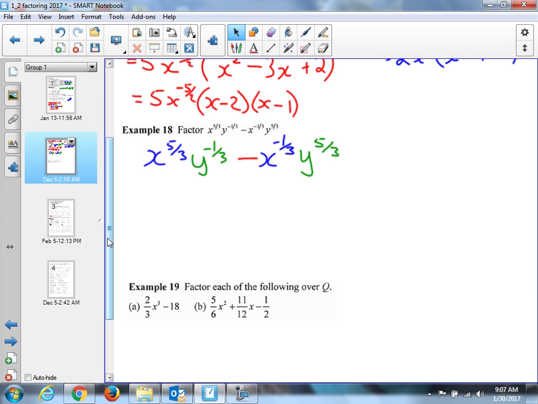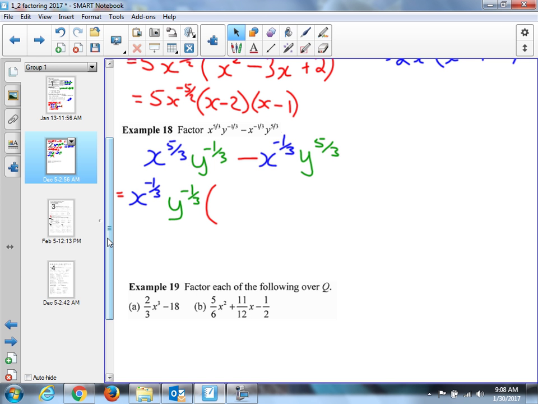Now, does this look familiar at all? It doesn't look like a cube or a square or anything. But we do have an x in each one and a y in each one, so we can take those out, right? So, as far as x is concerned, I can take out the lowest degree, which is obvious here, the -1/3. The common term for y's is the -1/3 as well. It's the smaller of the 2 degrees.